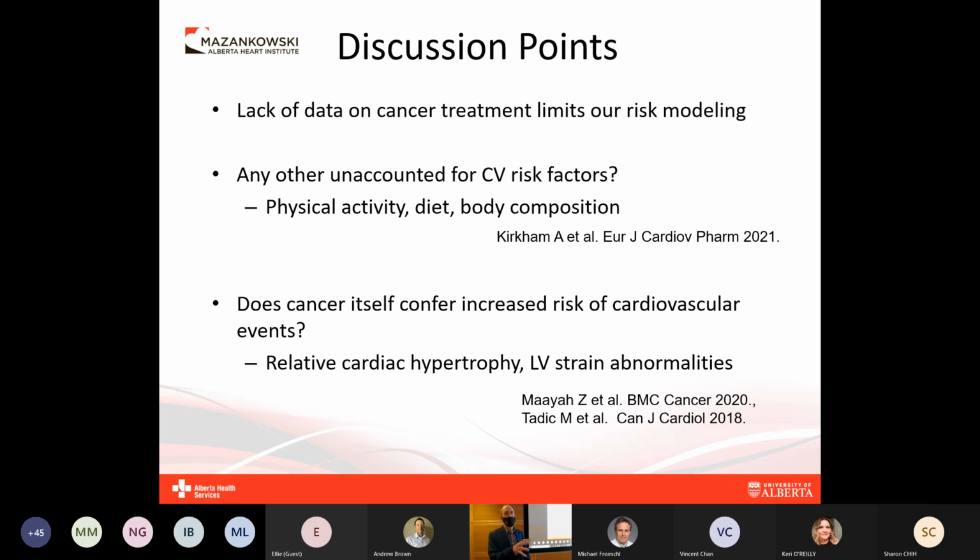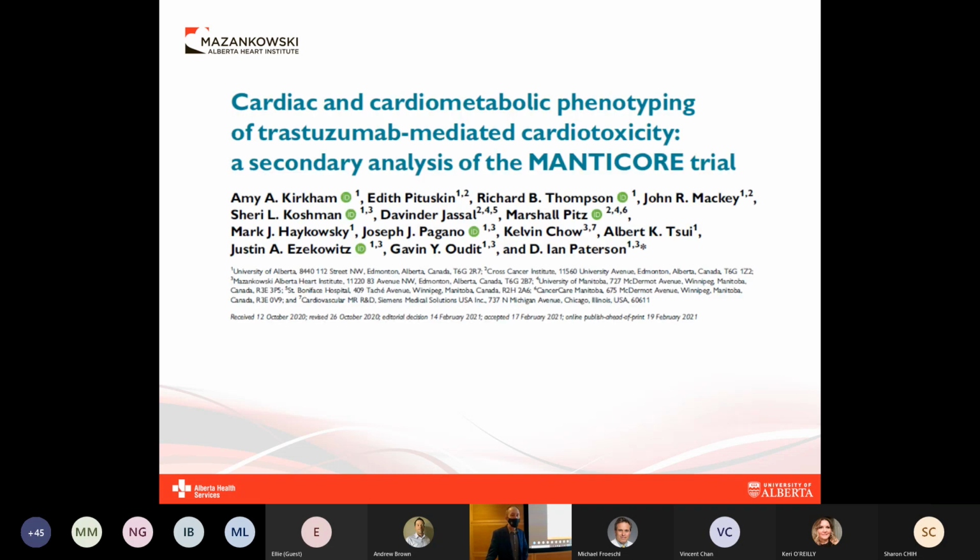And there's actually some data, we have some data showing that patients with cancer, even before they get any treatment, have thicker hearts than normal. And other people have shown strain abnormalities in patients before they get any cancer treatment. So the heart may be abnormal to begin with in these patients.